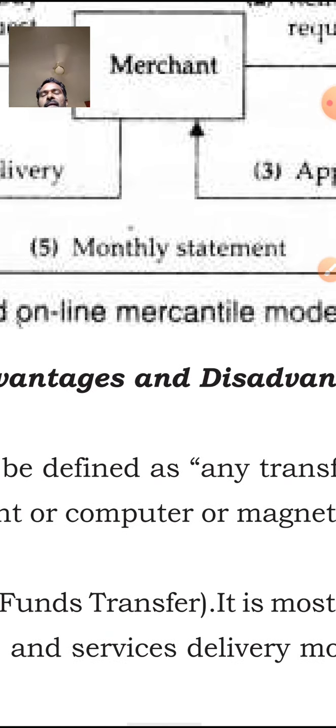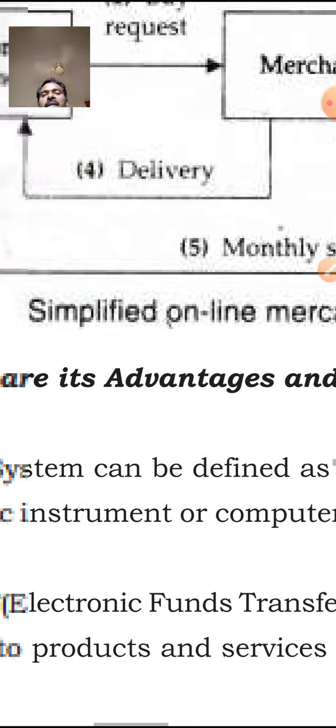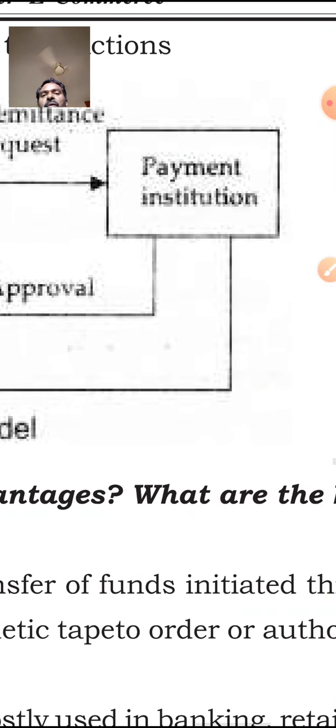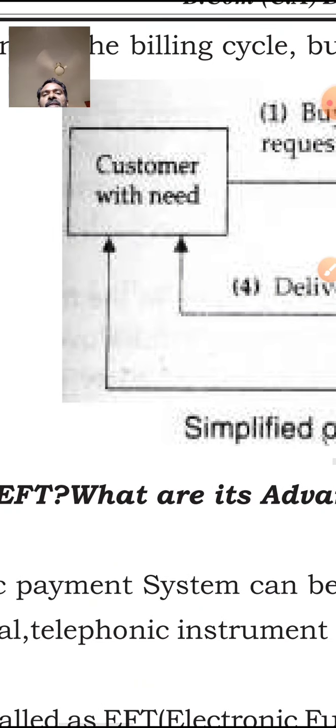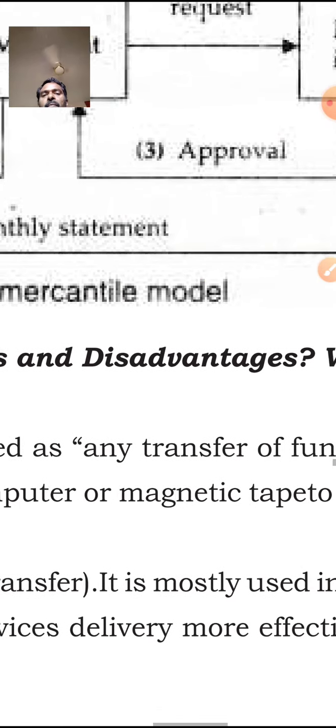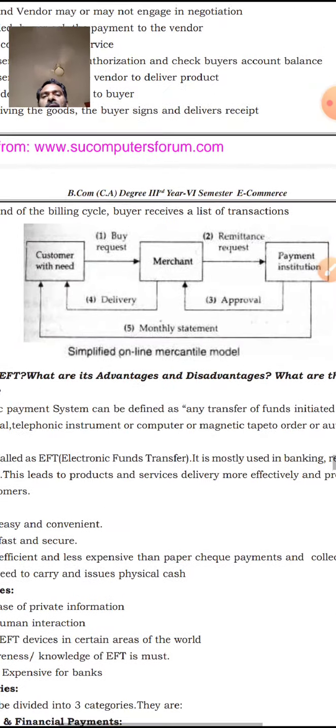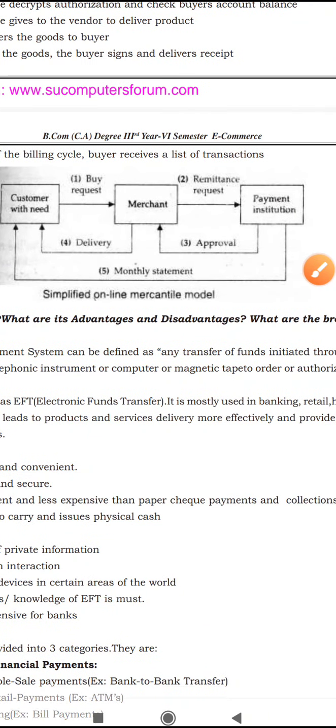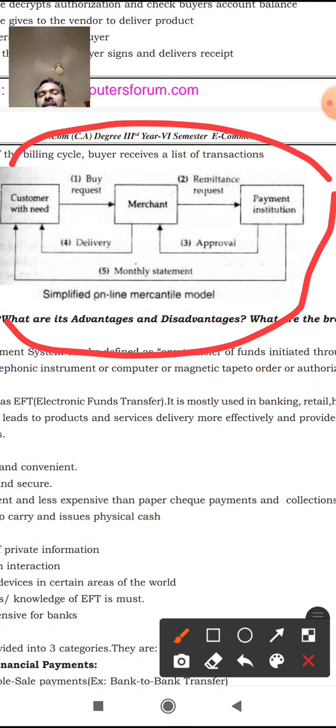So in the form of transaction statements or monthly statements, all these types of statements, payment institutions directly give the information to the customer. It is a simple online mercantile model, which is shown on the screen. So this is a simple mercantile process, and the transactions go on like that while a buyer buys the products from the seller.